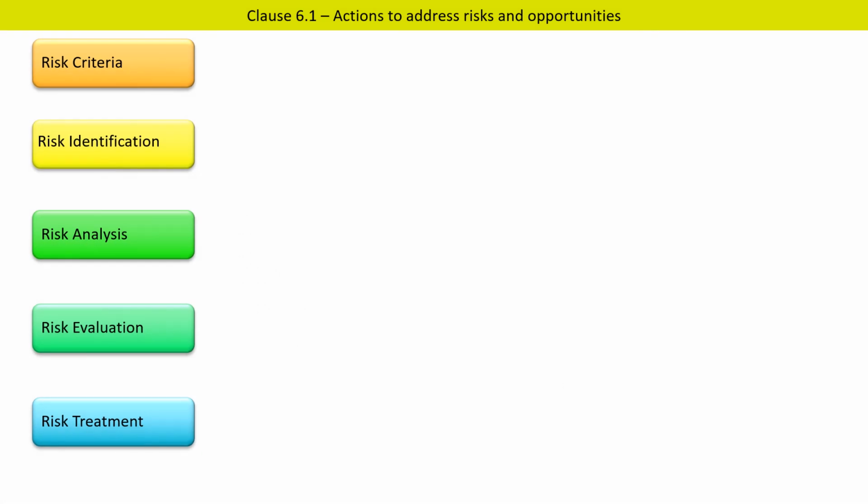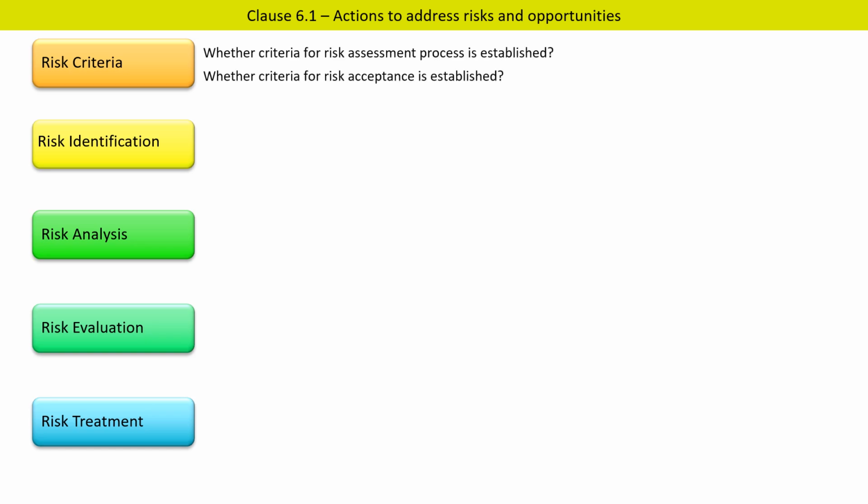Let us make this simple. While validating clause 6.1, the auditor needs to verify only 5 processes. First one is risk criteria, second is risk identification, third is risk analysis, fourth is risk evaluation and finally fifth is risk treatment. While validating risk criteria, the auditor needs to verify two things: whether the organization has determined the criteria for risk assessment and whether the organization has determined the criteria for risk acceptance.